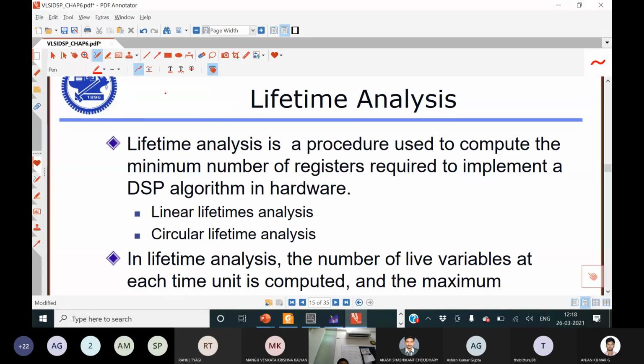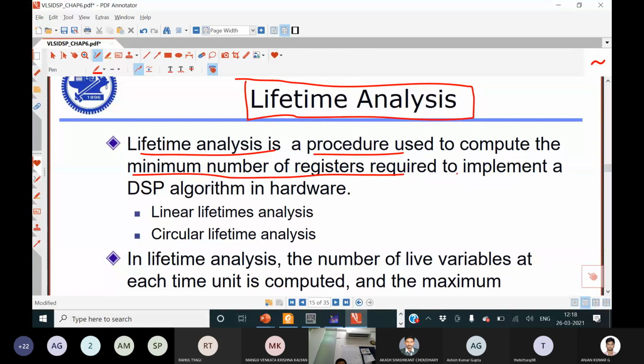So when I talk about register minimization, first of all you need to find out the lifetime analysis. What do I mean by lifetime analysis? Lifetime analysis is a procedure used to compute the minimum number of registers required to implement a DSP algorithm in hardware.